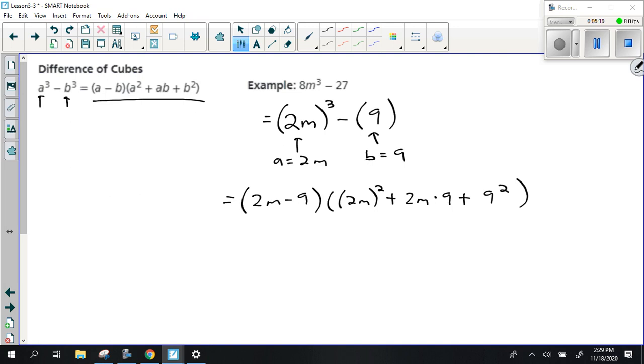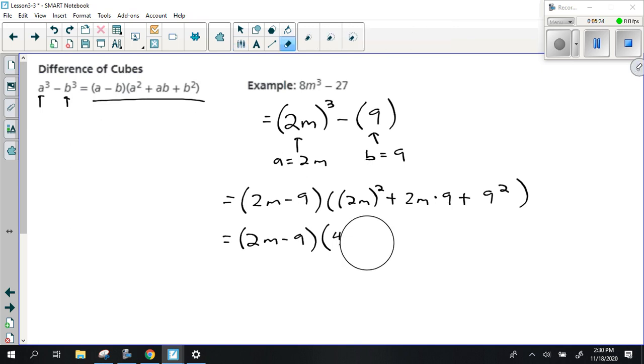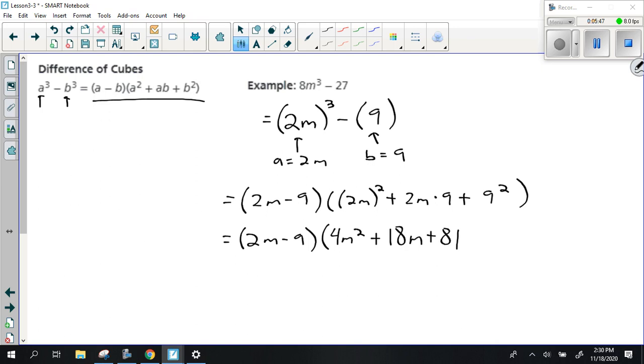So we'll go ahead and simplify what we have in that second set of parentheses. So 2m squared is 4m squared, because 2 times 2 is 4, and m times m is m squared. All right, 2m times 9 is going to give me 18m, and 9 squared is 81. There we go.